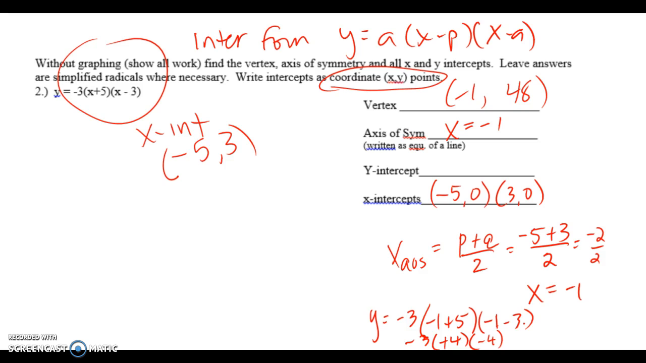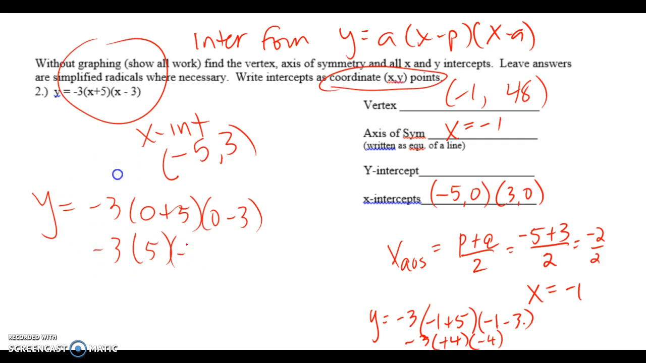All right, now my y-intercepts. Your y-intercepts are found by setting x equal to 0, right? So now if we come back and make x 0, y equals negative 3 times (0 plus 5) times (0 minus 3). Let's see what it is. Negative 3 times 5 times negative 3. So this should be 5 times 9, 45 positive. So our y-intercept written as a coordinate point is when x is 0, 45.